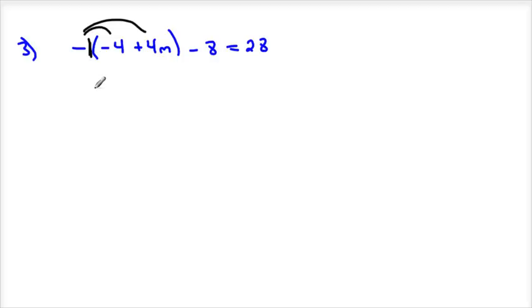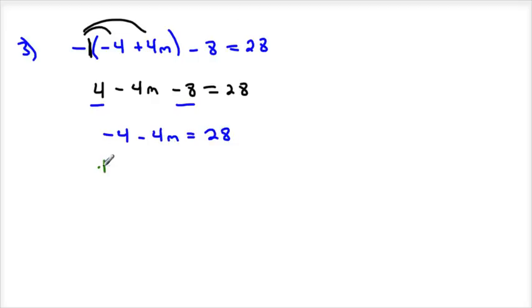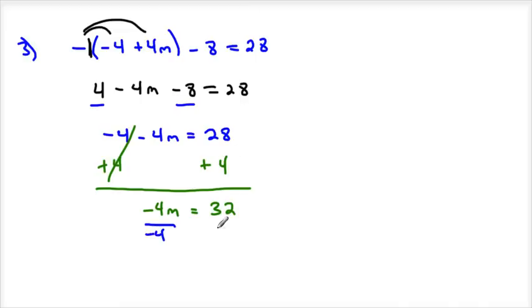So negative 1 times negative 4, I get positive 4. Negative 1 times positive 4m, I get minus 4m. Minus 8 equals 28. Combining my like terms, 4 minus 8, so I got negative 4 minus 4m equals 28. I'm going to add 4 to both sides, solving my two-step equation now. So I got negative 4m equals 32. And then my last step here is solving for m, divide both sides by negative 4. And we should get m equals negative 8. Watch your signs, take your time.